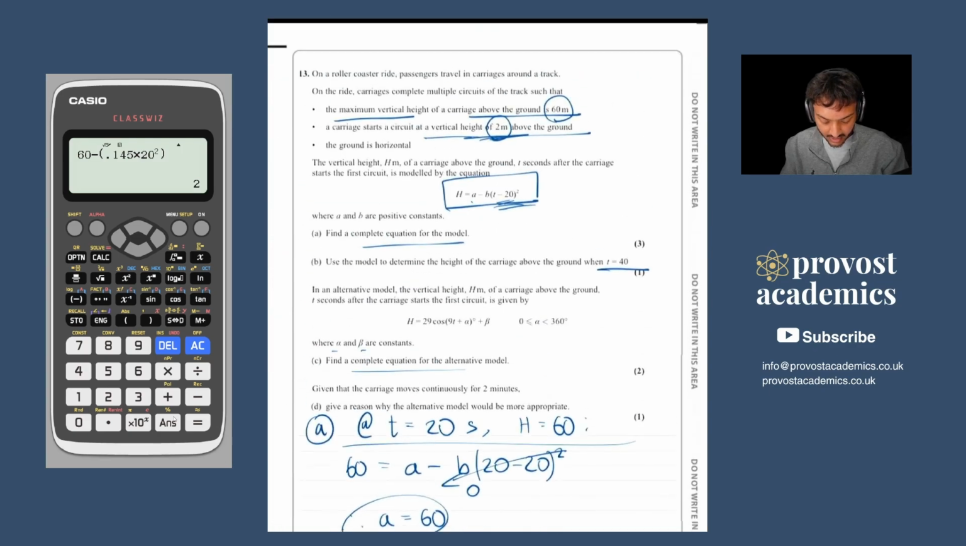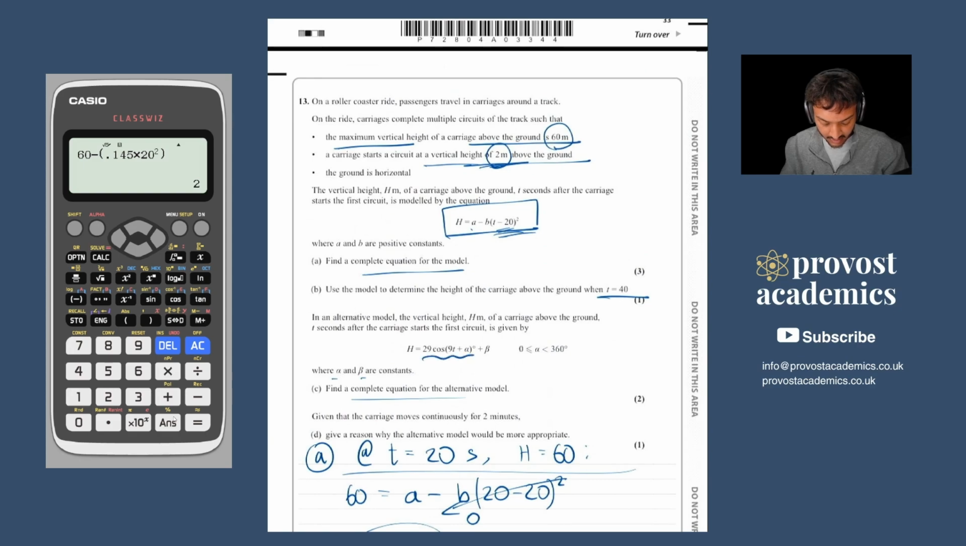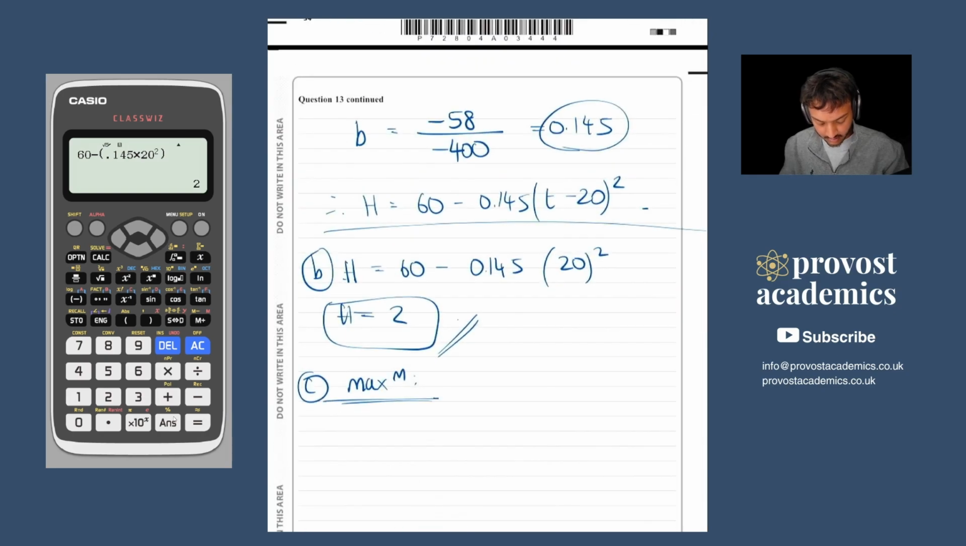for us to hit the max height, this thing has to equal 29 plus beta, and we know what the max height is, which is 60, right? So effectively that's the equation we're solving. So max height, cos of (90 plus alpha), whatever that is, has to equal 1. So I get 60 equals 29 plus beta, so therefore beta is equal to 31.